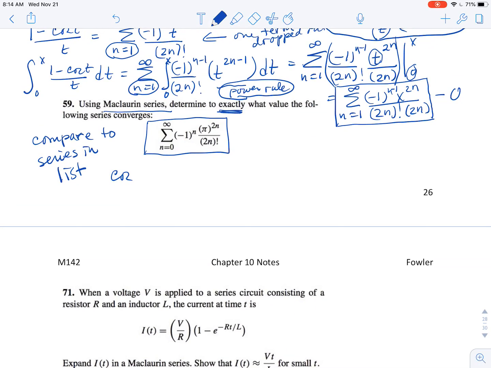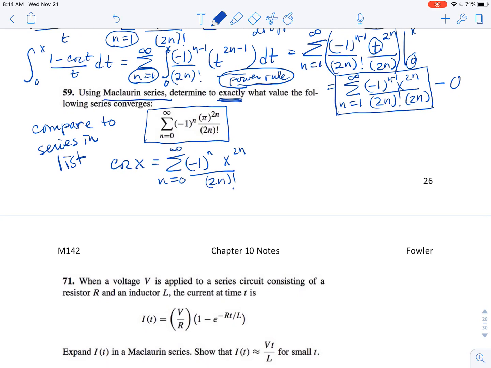We just said that cosine of x is the sum on n from 0 to infinity, negative 1 to the n, x to the 2n, over 2n factorial. And the only difference here is this would be cosine of pi, right? We've replaced all the x's with pi. All right, so it becomes a sort of comparison, choosing the right series.